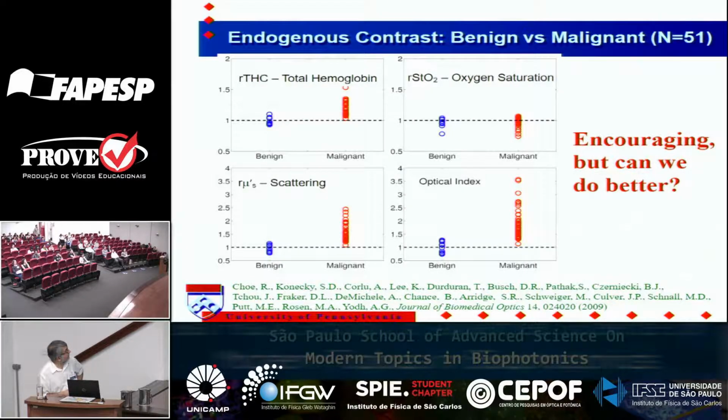We can distinguish malignant from normal, but also, if you look at it, we can have a reasonably good separation between malignant and benign tissues, especially when we start to look at this optical index. And so, at this point, we were pretty happy about this. We were encouraged, but now I want to think about, can we do better?